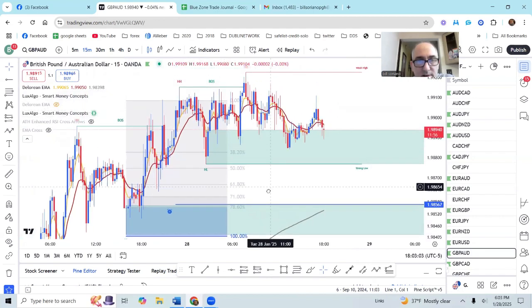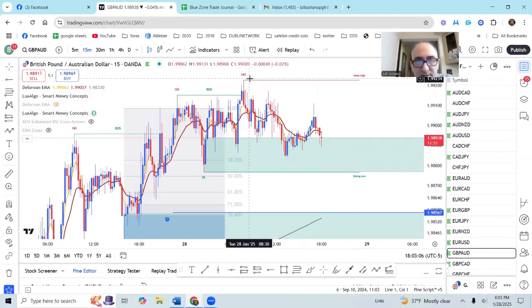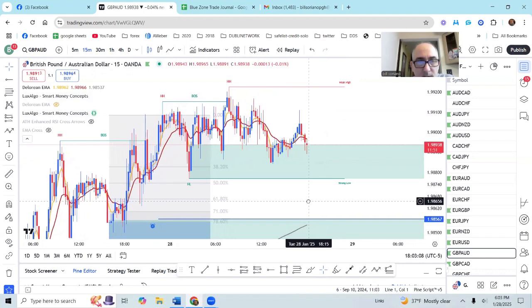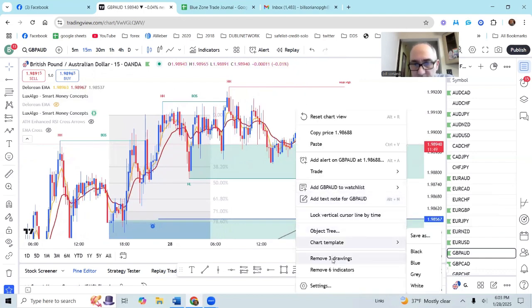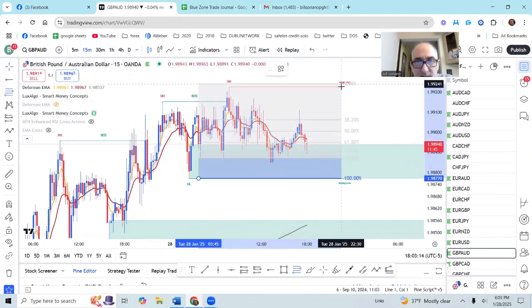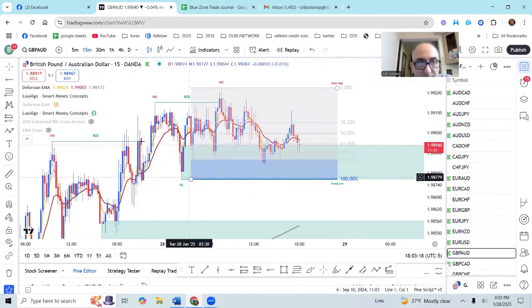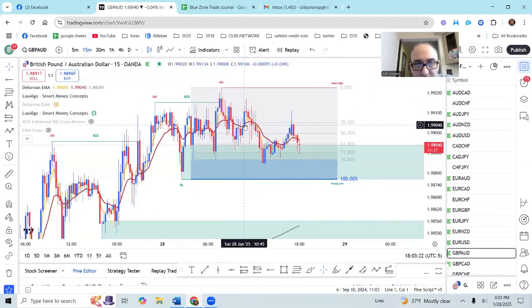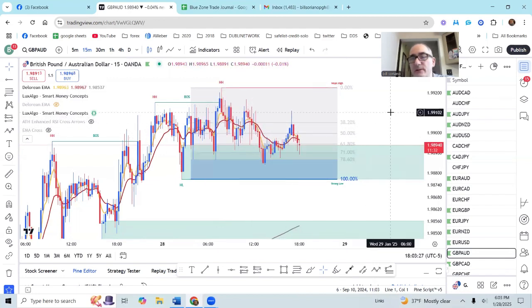GBPAUD. So this one breaks structure to the upside, right? Big order block here, from here up to here, right? Price did come back. So it makes the high here. So then it works its way back. We get an entry here. We have an entry situation here. So I have a couple that I have to go through and add to the journal here. Okay, this will be one of them.